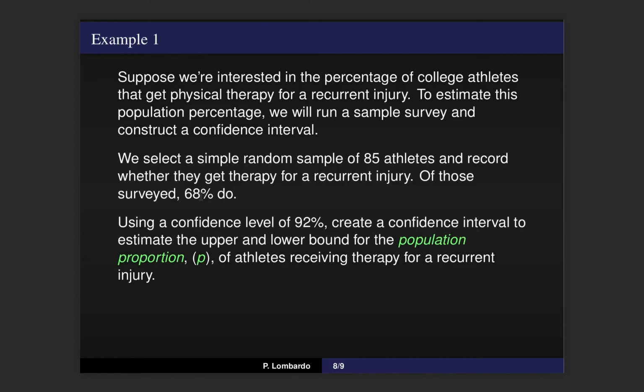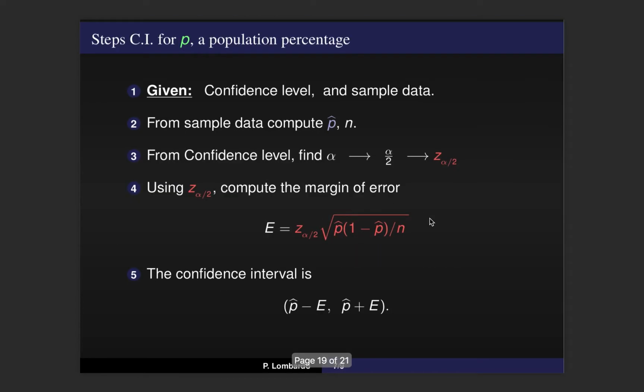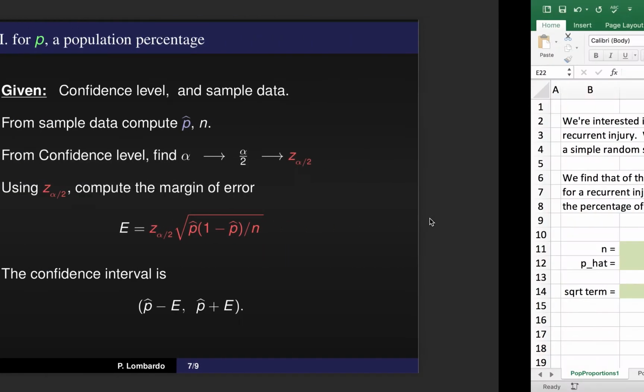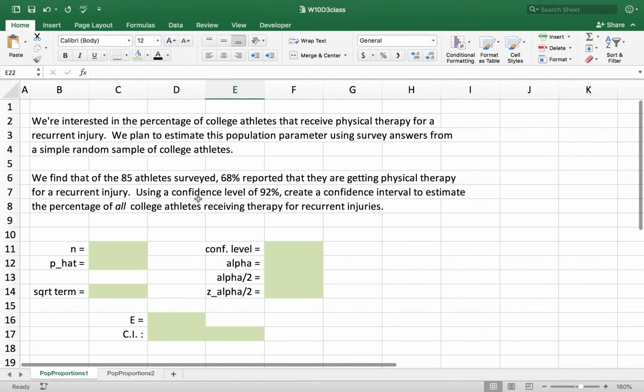So this isn't the same as our 68%. This is our sample percentage. We want an interval that estimates the population proportion. If we could access all the college athletes, what would the proportion in that population be? We can do this using our process. So I'm going to put the steps back up, and we're just going to walk through this line by line and start filling in some information.